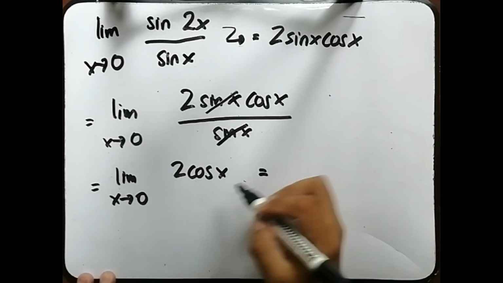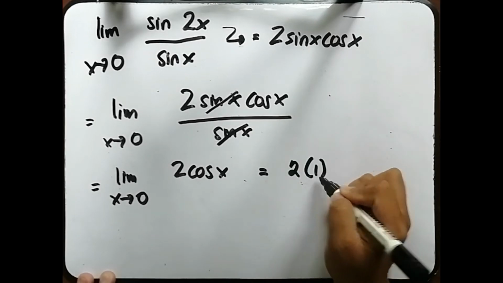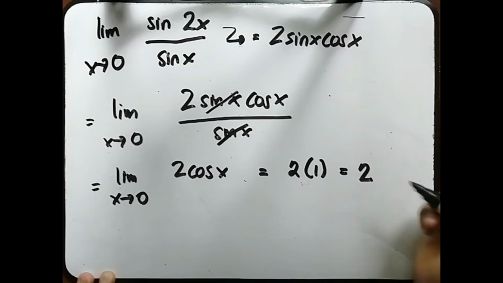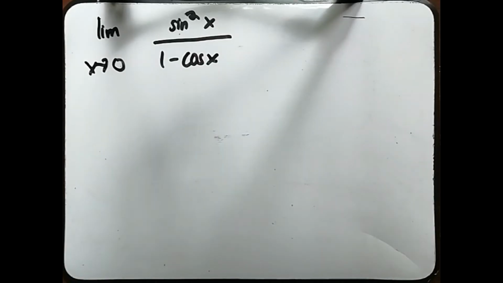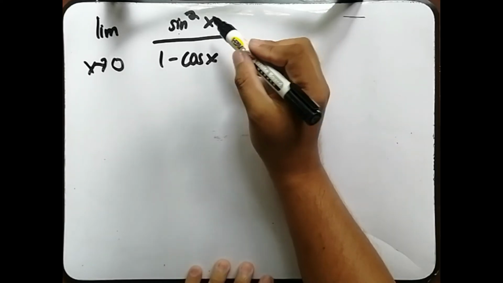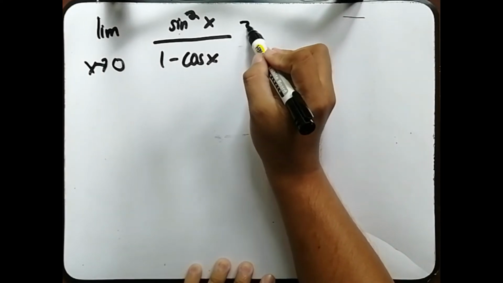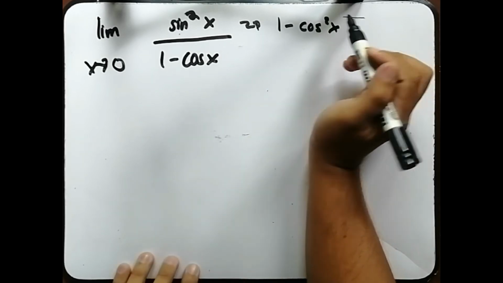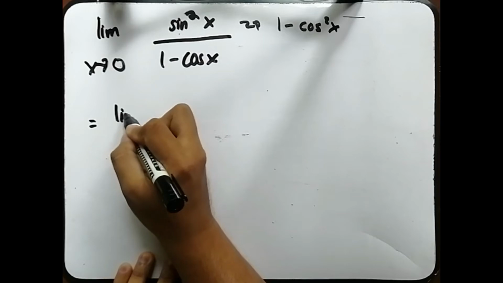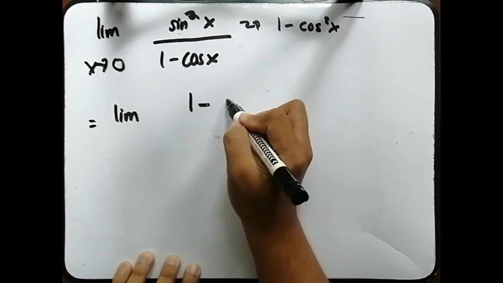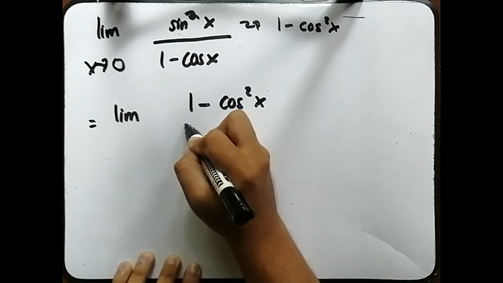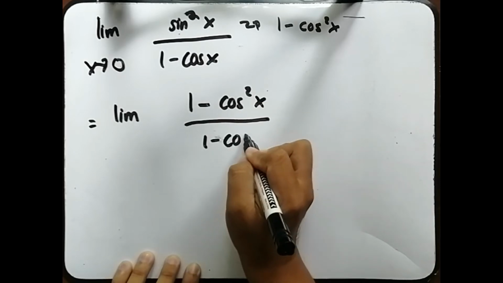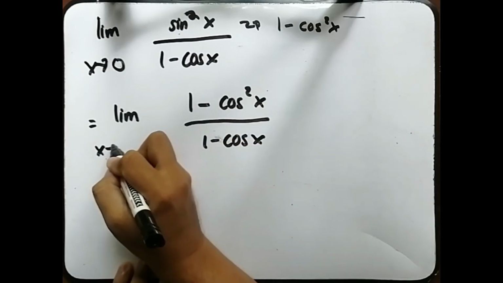And cos 0 is equal to 1. So we have 2 times 1. So the answer now is 2. The limit of sine squared x over 1 minus cos x as x approaches 0. So we know that sine squared x is equal to 1 minus cos squared x. So we now have the limit of 1 minus cos squared x over 1 minus cos x as x approaches 0.